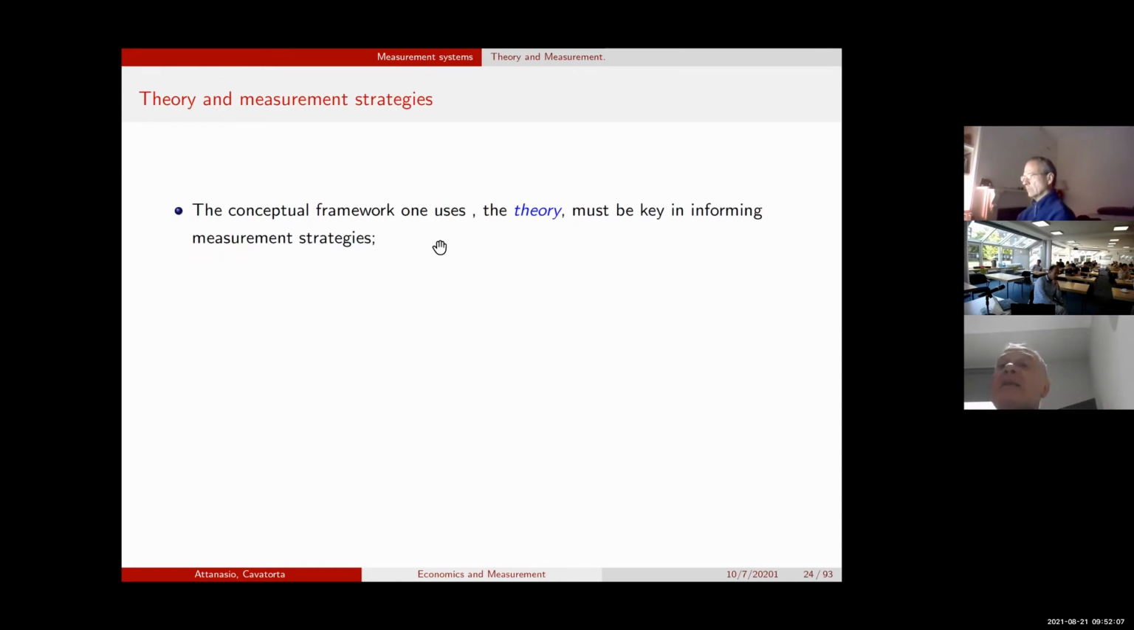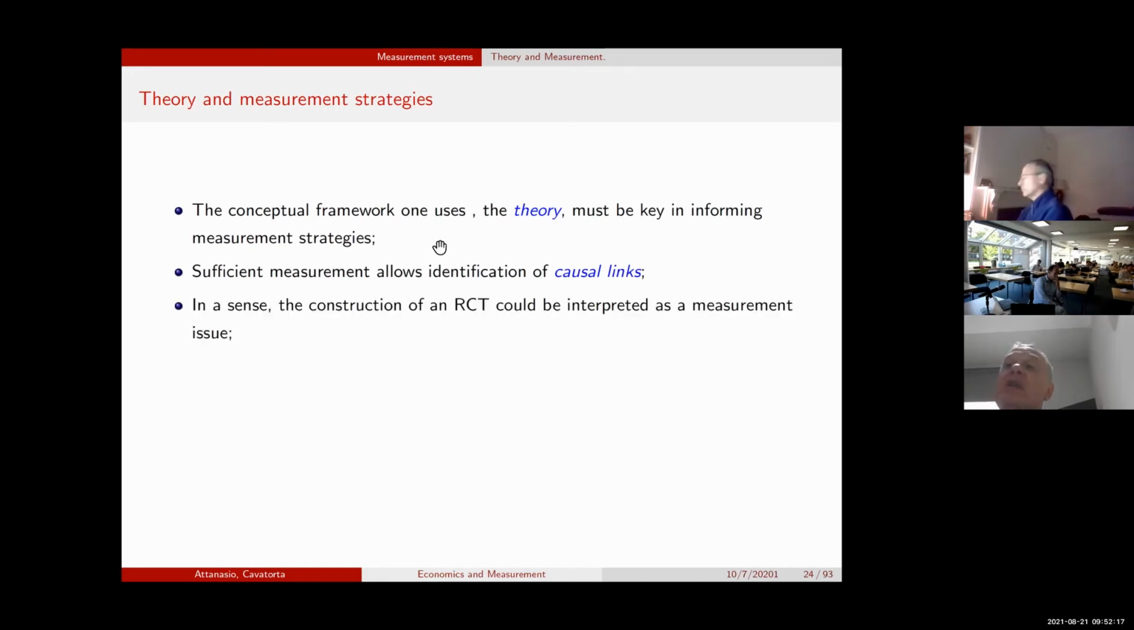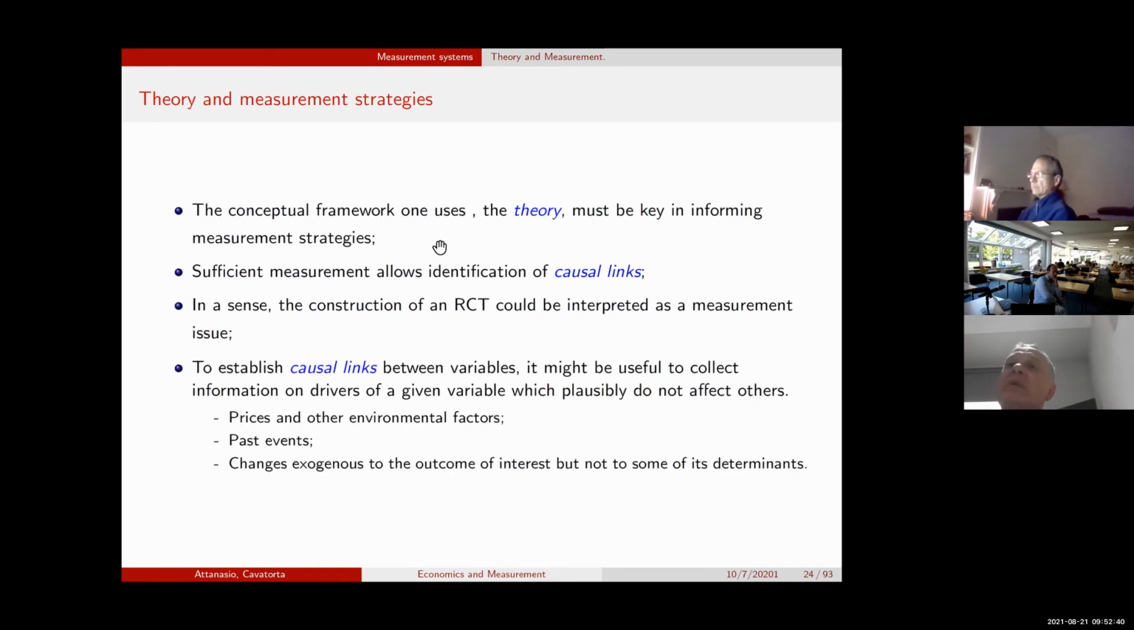And I already said that the theory must be key in informing the measurement strategies, and with sufficient measurement allows identification of causal links. That effectively is what Goldberger was saying in his 1972 paper. And in a sense, the construction of RCTs, randomized controlled trials that are so popular these days, could be interpreted as a measurement issue. There, you get assignment to treatment and people to be controlled.